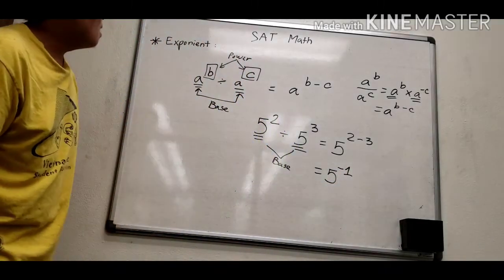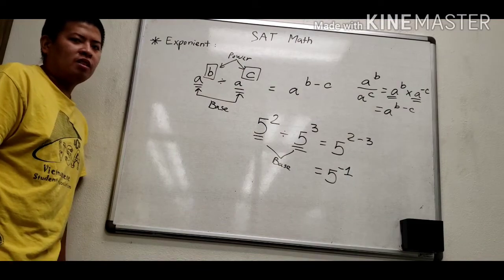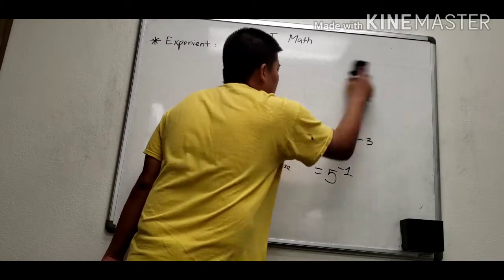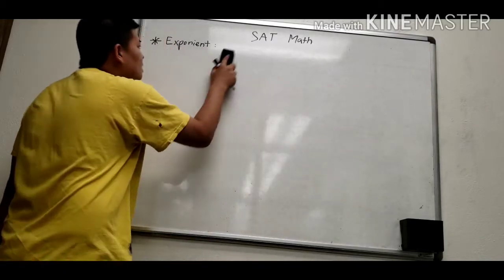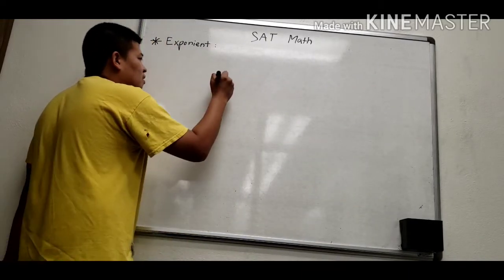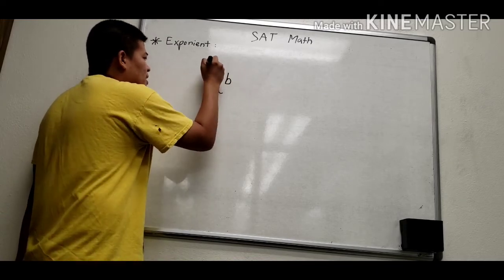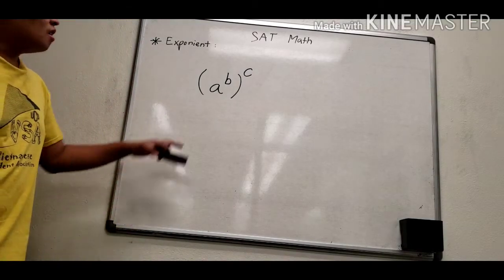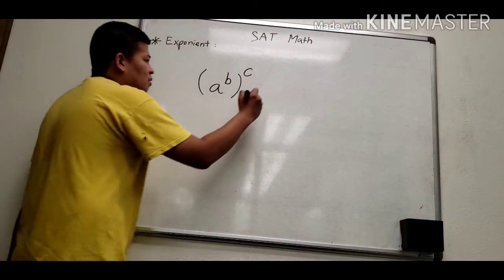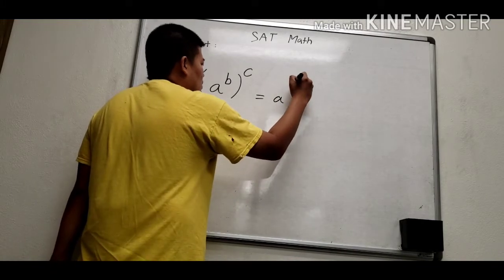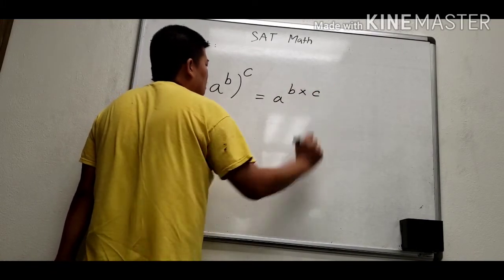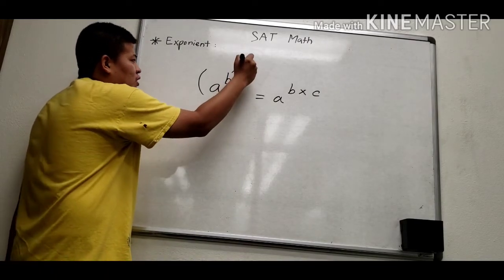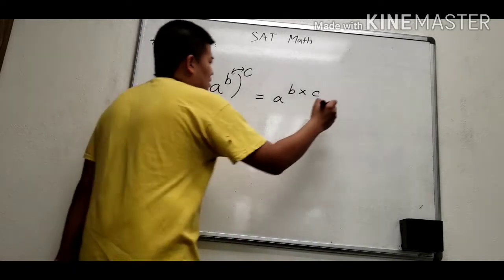So let's see the next formula of exponent. Let's see a power b in brackets with the power c. With this formula, you will have a power b multiplied by c. And here, the interesting thing is that you can chain b and c together, just like this.